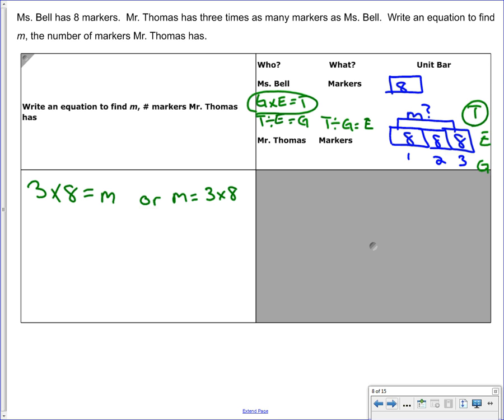I want you to write it both ways, just in case it's written in a way that we didn't initially write it down. To solve this problem, I found m, the product of 3 and 8.